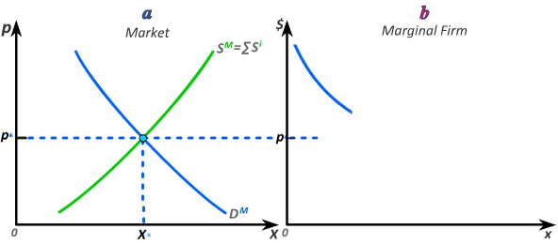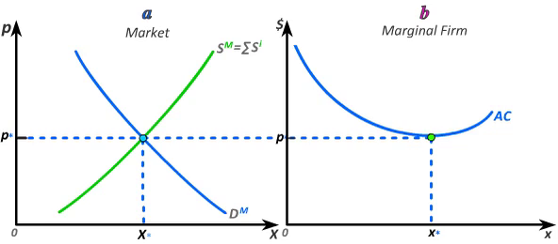This short-run equilibrium is then consistent with a long-run equilibrium condition that no firm has an incentive to enter or exit if the marginal firm's long-run average cost curve hits its lowest point at P star.